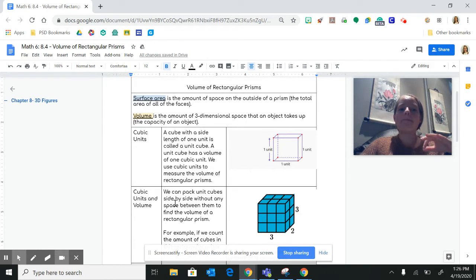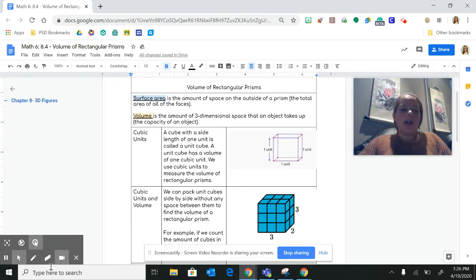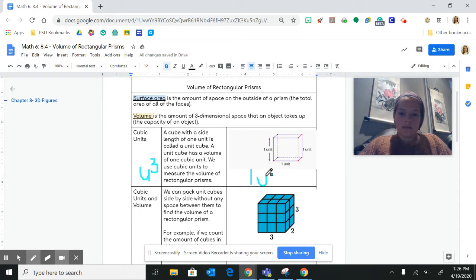Now we measure volume in cubic units, and we can write cubic units as u³. This just represents any unit cubed. So to the third power, we call that cubed. Okay, and a cube with a side length of 1 unit, so length, height, and width are all 1 unit, has a volume of 1 cubic unit. So we write that as 1 cubic unit. So this cube is a total of 1 cubic unit.